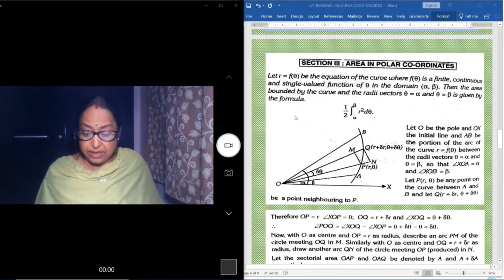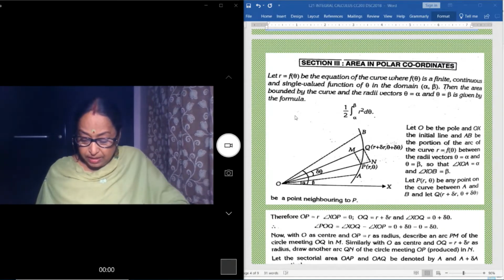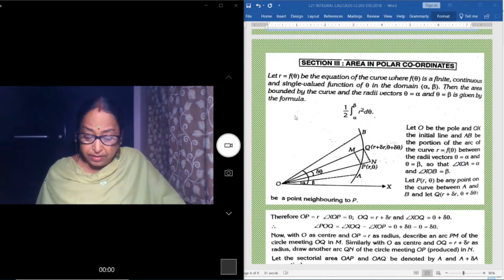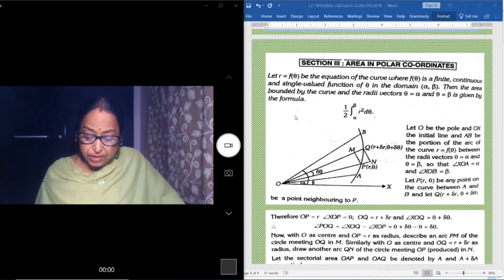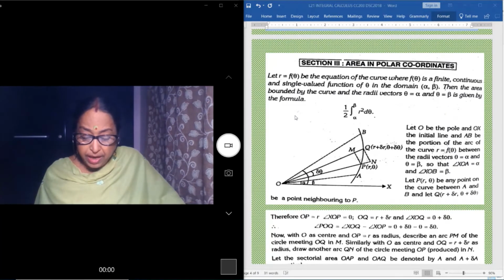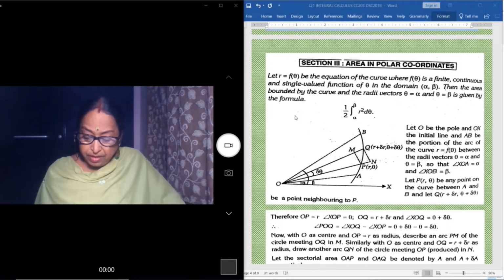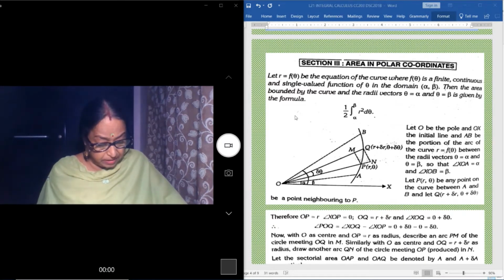Now we will discuss the area in polar coordinates, that is, related to r and theta. So the area in polar coordinates we can write as half integration of r square d theta, where theta varies from alpha to beta.